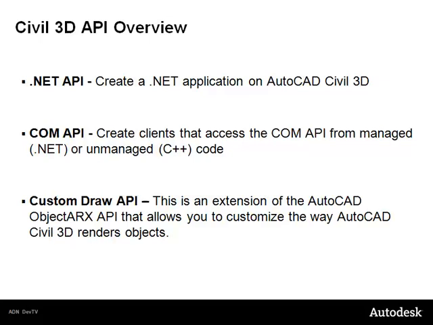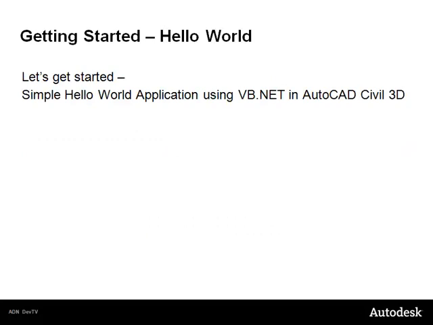Using the COM API, you can create clients that access the COM API from managed .NET or unmanaged C++ code. In addition, this API can be used in creating VBA macros. However, at this stage, we would suggest you not to use VBA as VBA support is deprecated. The Custom Draw API is an extension of the AutoCAD ObjectARX API that allows you to customize the way Civil 3D renders objects.